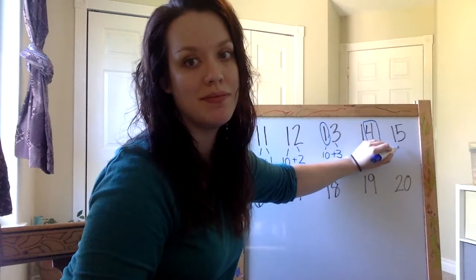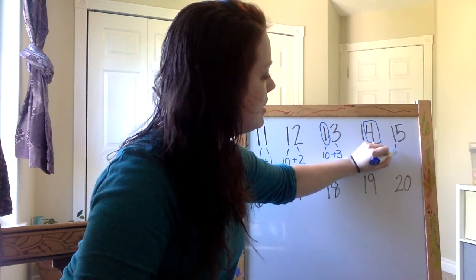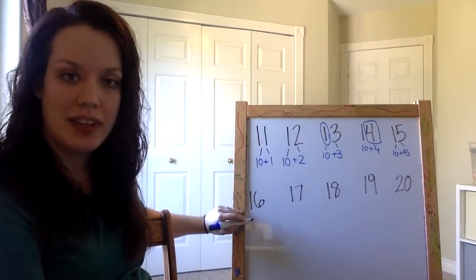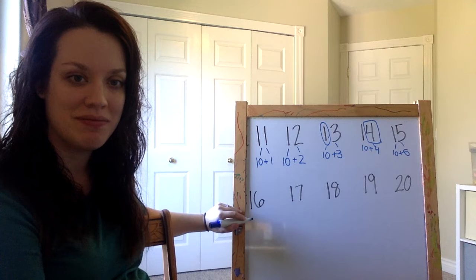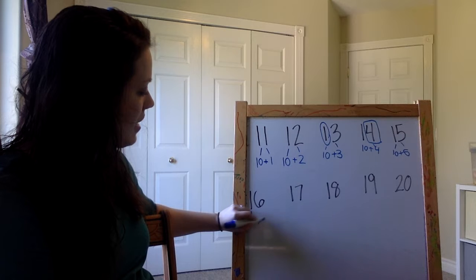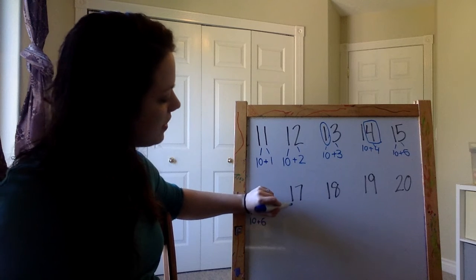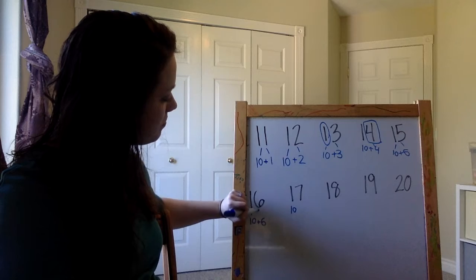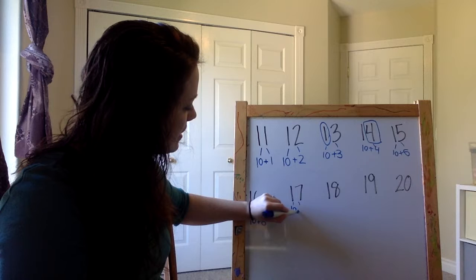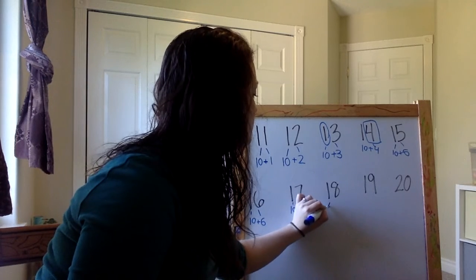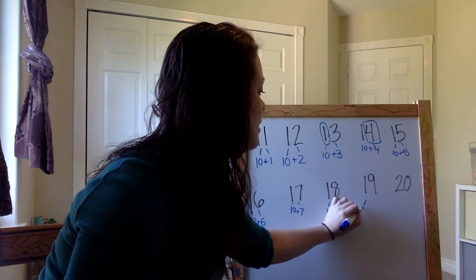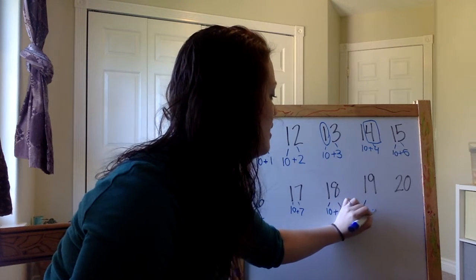15 is, if you said 10 and 5, nice job. We're going to move down to 16. How am I going to write 16? 16's got its 10 right there on the left. And 6. 17, 10, and how many more? 10 and 7 extra. 10 and 8. 19 is 10 and 9.